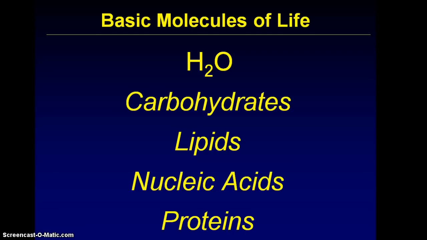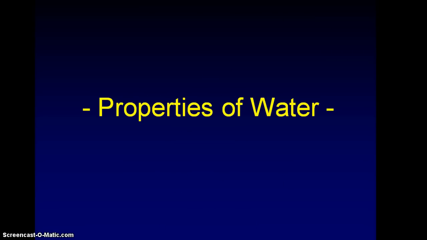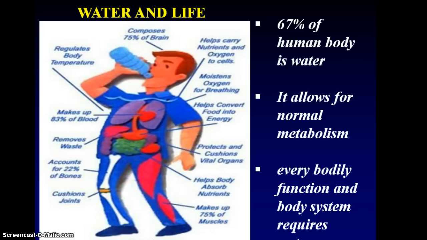So a big part of our body and what we're going to look at is water for today. So the properties of water. 67% of our body is made up of water, and as we saw last week, water is an important component of metabolism and chemical reactions. Water allows us to maintain a normal body temperature. Water has a large role in our blood volume, and it allows us to transport nutrients and salts around the body to the cells that require those items.